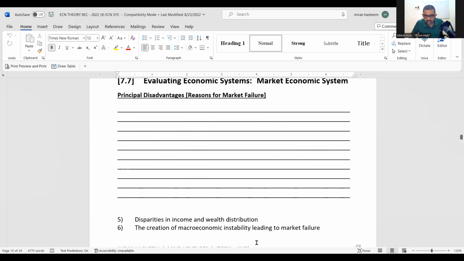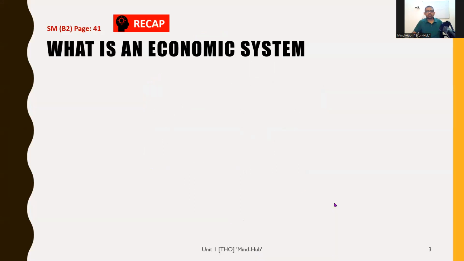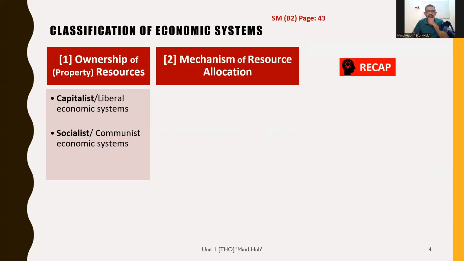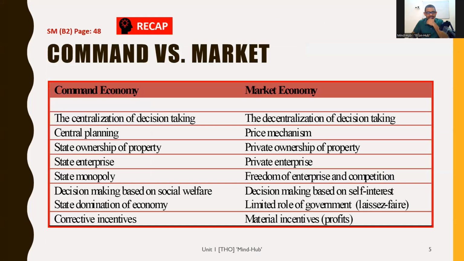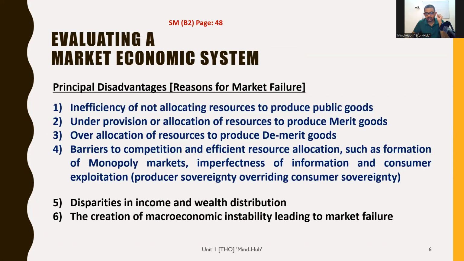I'll use the slides for that, just to quickly recap something, and then we'll look at the relevant area. These are things we covered a few classes previously. Here we go: principal disadvantages or reasons for market failure. I want you to quickly read this one time, and then I'll do a quick recap and we'll move on.